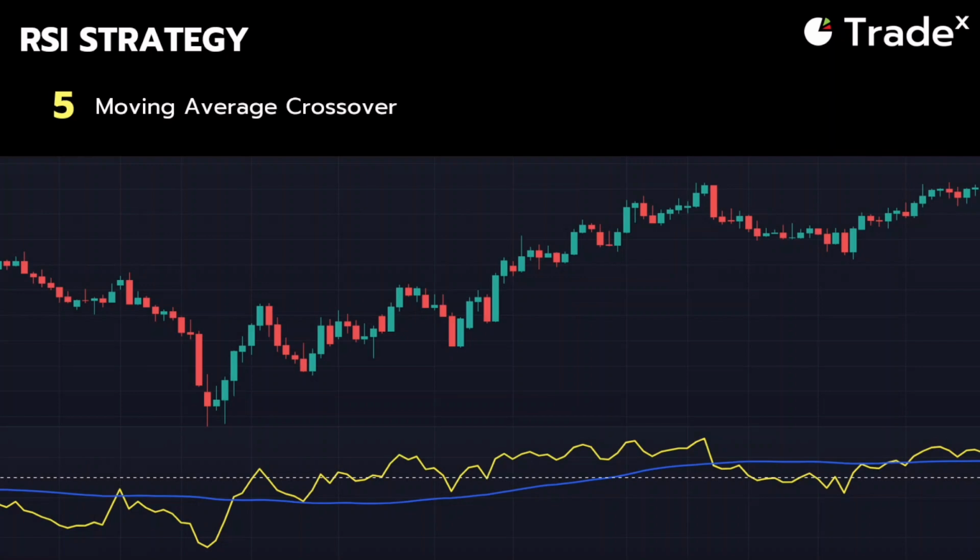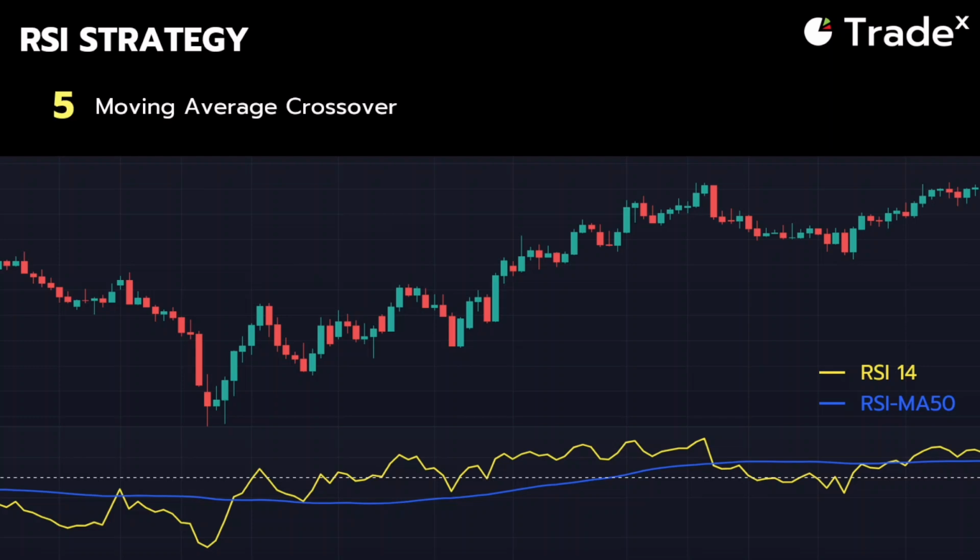Notice that on the chart there is an extra line overlapping the RSI. The yellow line represents the standard RSI with a period of 14 candles, while the blue line represents a moving average of the RSI. This moving average smooths out the RSI values over a set period and reacts more slowly to price changes. This helps reduce noise, highlights the underlying trend, and serves as a signal line to identify potential changes in momentum.